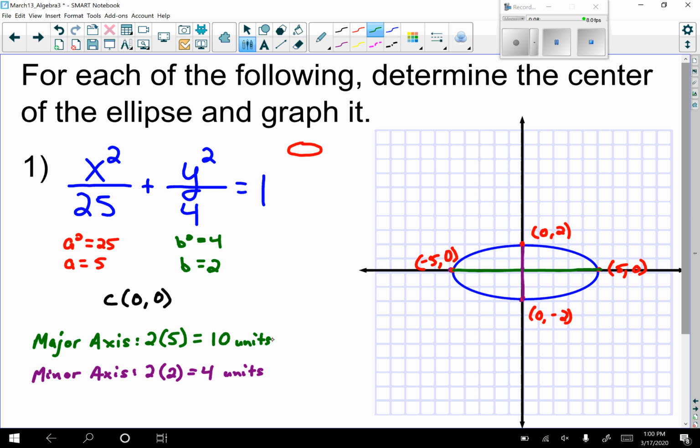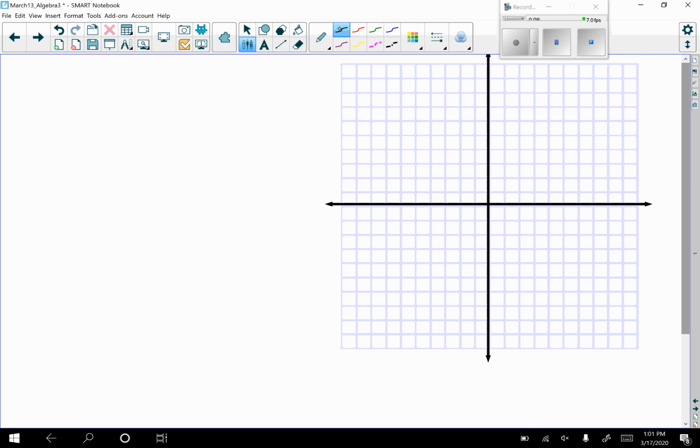All right, so in the most basic form, determining the direction, the center, the lengths of the major and minor axis, and being able to graph our ellipse. For example, 1 is done here. All right, example 2. We have x minus 2 squared, that's over 16, plus y plus 3 squared is over 64. And again, that's going to equal 1.